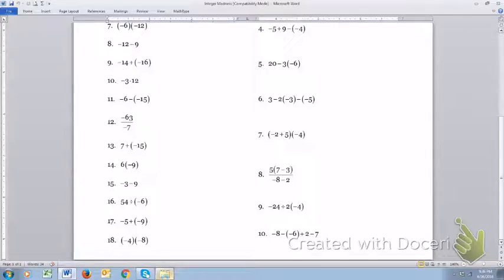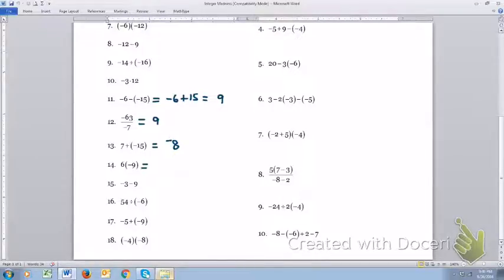Alright, so here we have -6 minus -15. So let's add the opposite, so it becomes a plus 15. And so we have opposite signs, so we're going to subtract. We get 9. And we want to use the sign of the bigger number, that's the 15. So our answer is +9. On number 12, we have a negative divided by a negative, which is a positive. Number 13, again, we have an addition with opposites, so let's subtract the two numbers. We get 8, and use the sign of the bigger number. That's going to be -8.